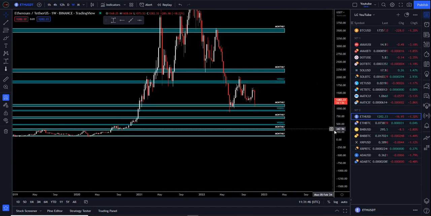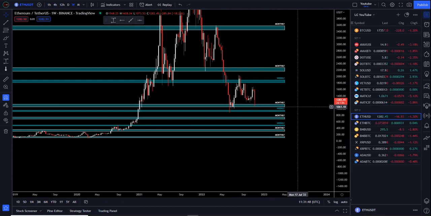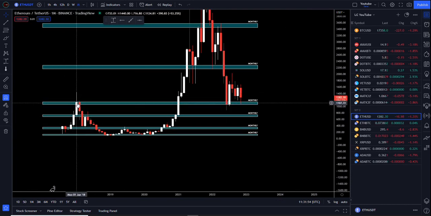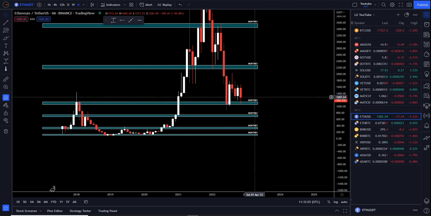Again, lovely little drop into our monthly support level at around $1,050. We flick to the monthly. You can see a clear level. The candle body closed at the top of 2018, and also had candle body closes back here in June and July as well. So pretty clear level of support.